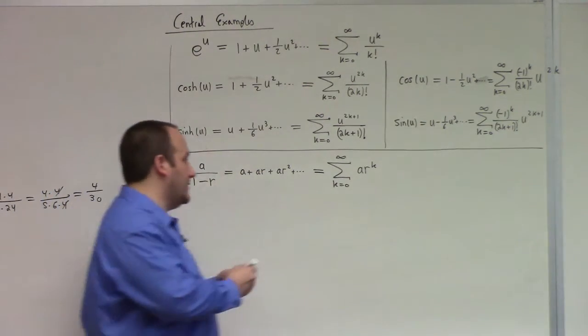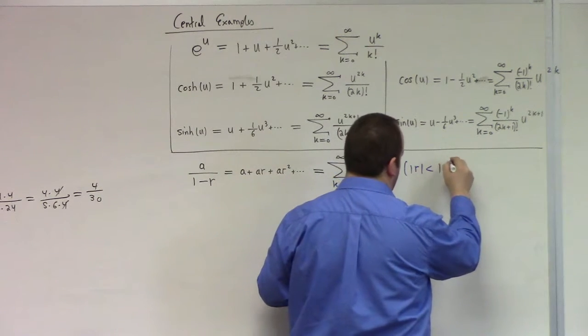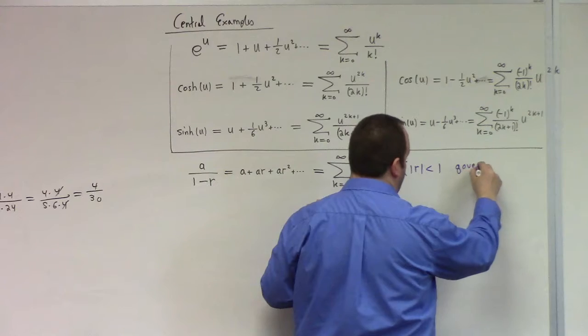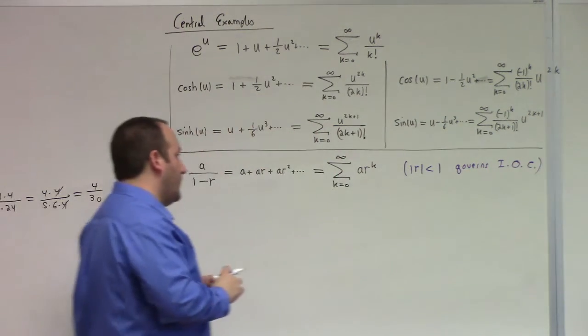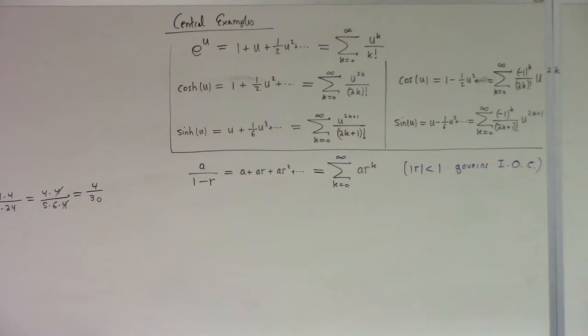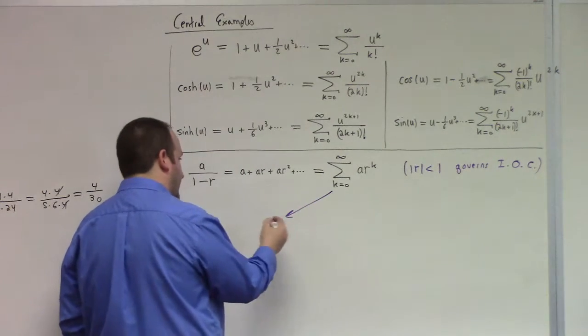Because down here, we just have to have the absolute value of r less than 1, right? That's what governs the interval of convergence down here, right? So I'm just trying to take a few minutes to kind of recap everything we've done. So let's look at some specific examples.